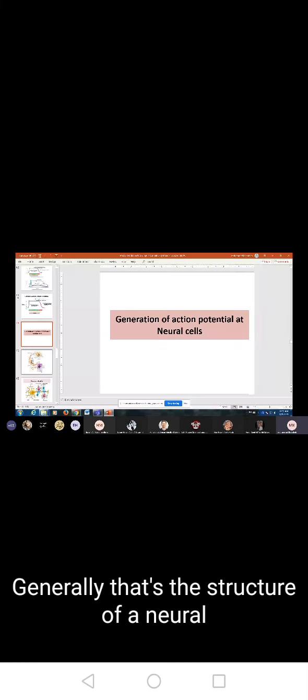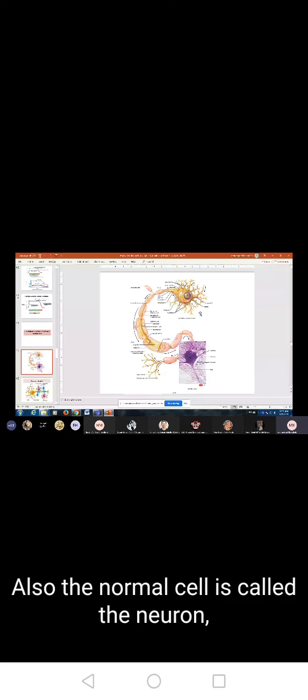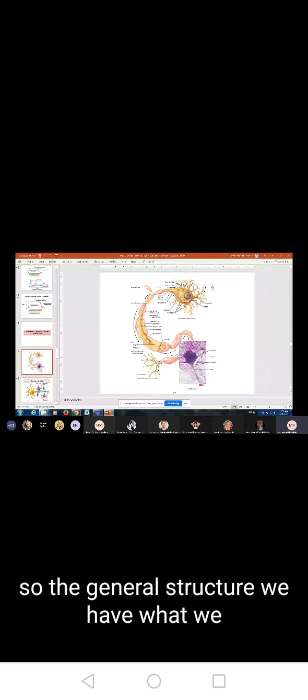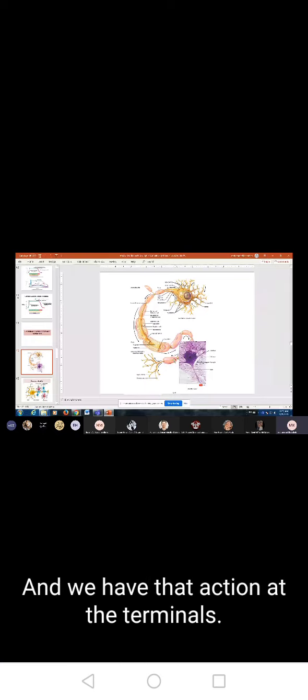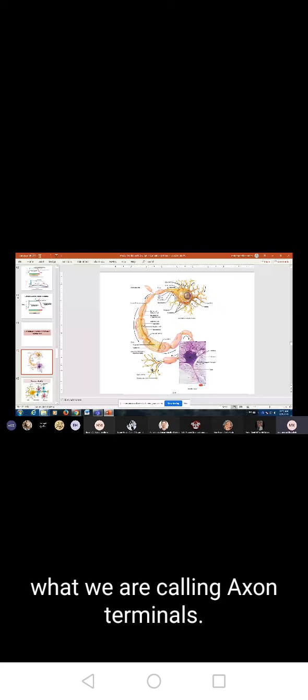Cells. Generally, that's the structure of a neural cell. We have many types of neurons. Also, the neural cell is called the neuron. So the general structure, we have what we are calling the cell body, we have the axon, and that axon at the terminals is ramified, okay, as you see, to give what we are calling axon terminals.